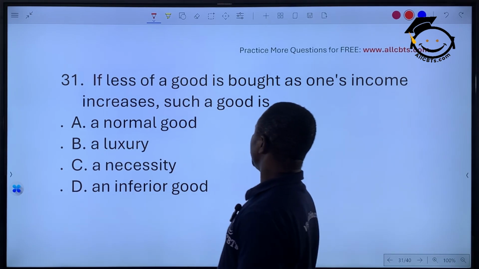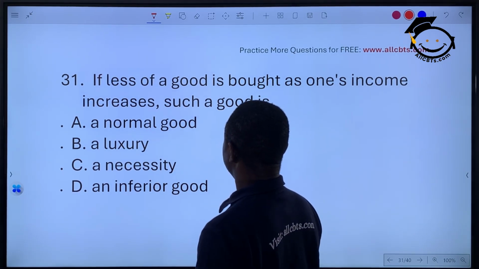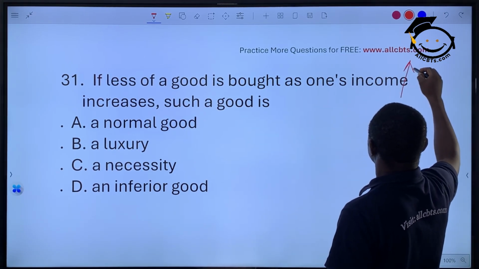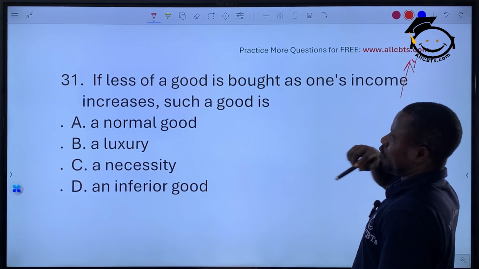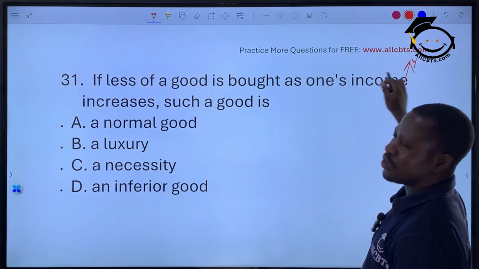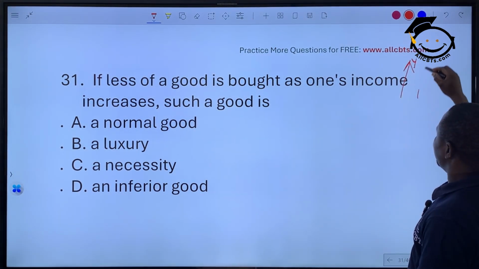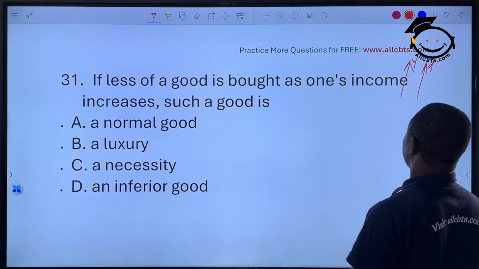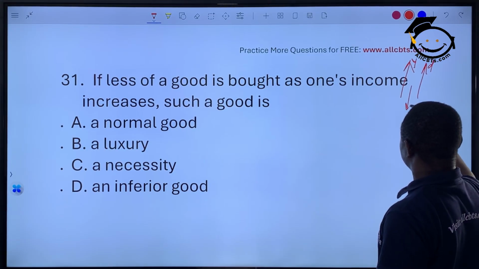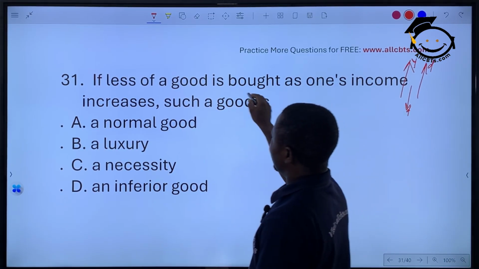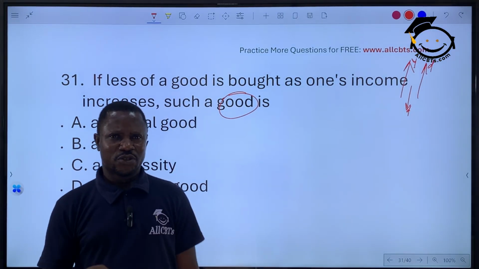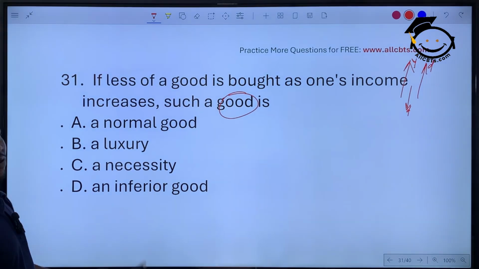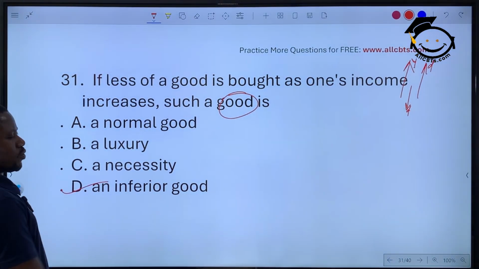If less of a good is bought as one's income increases, such a good is what? As your income increases, what do you expect will happen to your demand? Your demand is also supposed to increase. But this question is saying that as your income increases, your demand for that product reduces. So what will you call that good? Is it a normal good, a luxury good, a necessity good, an inferior good? The answer is an inferior good.